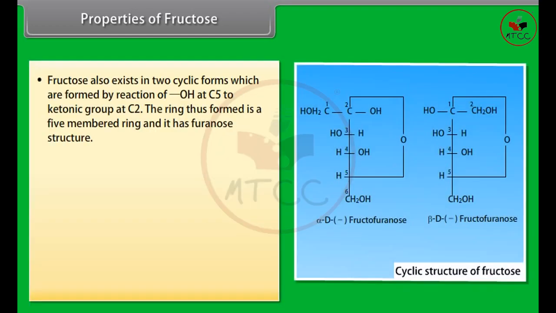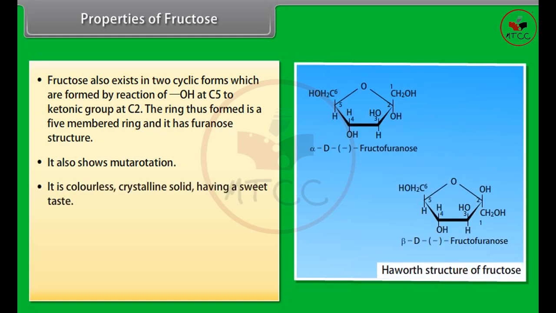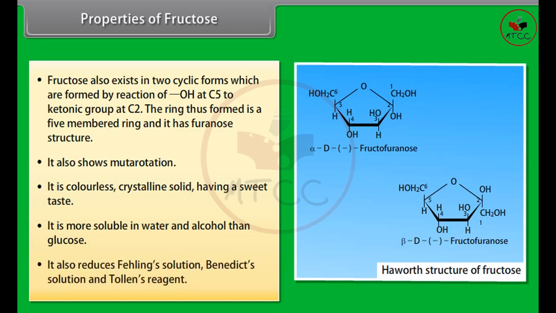It also exists in two cyclic forms which are formed by reaction of OH at C5 with the ketonic group at C2. The ring thus formed is a 5-membered ring and it has furanose structure. It also shows mutarotation. It is a colorless, crystalline solid with a sweet taste. It is more soluble in water and alcohol than glucose. It also reduces Fehling's solution, Benedict's solution and Tollens reagent.